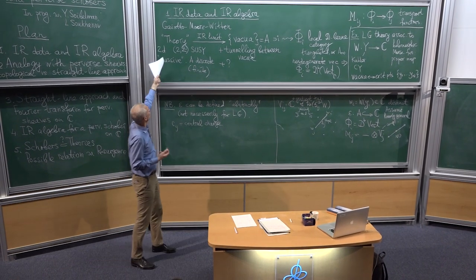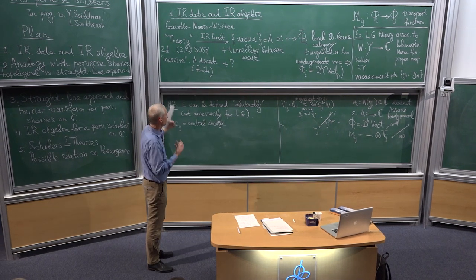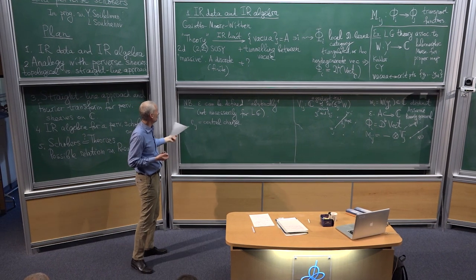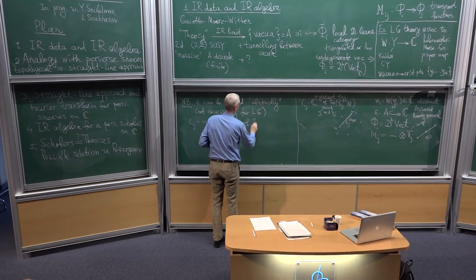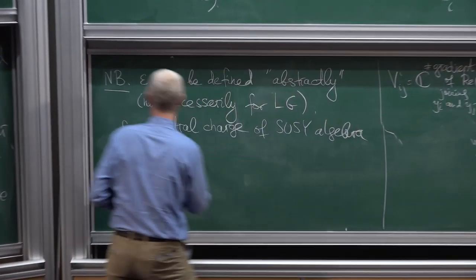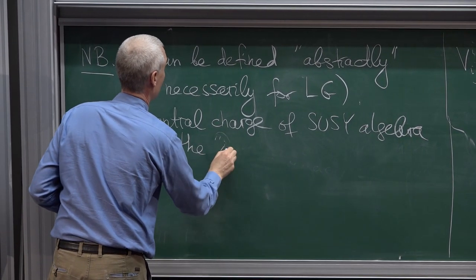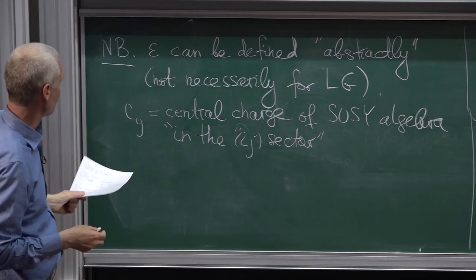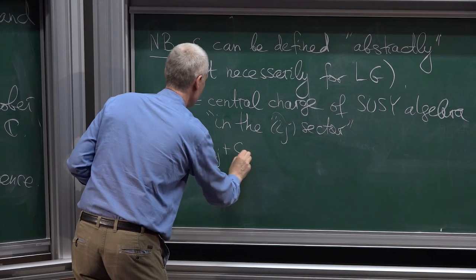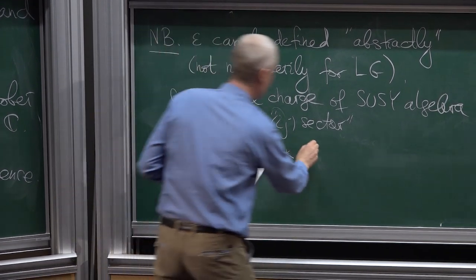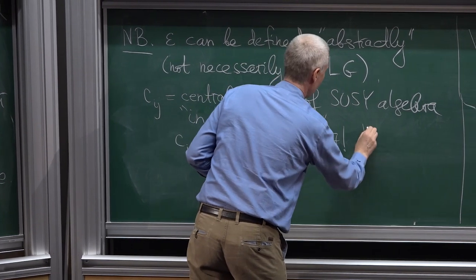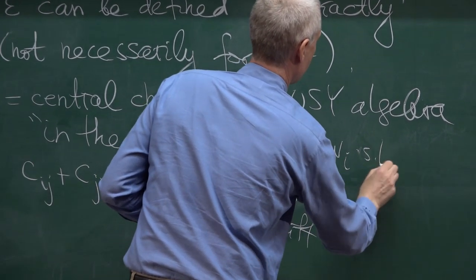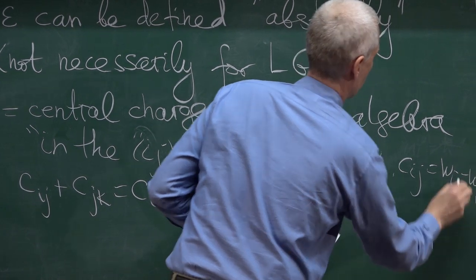So what I want to say is that there is some sort of physical folklore when people speak about theories, and it is very hard to understand what they mean. But I'm just trying to reproduce what we could gather. So first of all, there is a central charge of the SUSY algebra in the IJ sector, so to say. So there are some generators, and the relations would hold up to this constant. And they satisfy the property that Cij plus Cjk equals Cik. This implies there exist uniquely, modulo shift, Wi such that Cij equals Wi minus Wj.